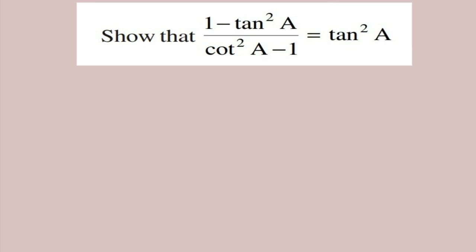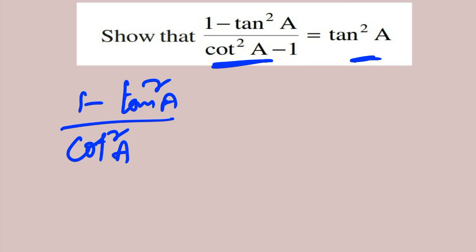And this is another problem. You see, show that 1 minus tan square a by cot square a minus 1 is equal to tan square a. So we have to prove these two are equal. So RHS and LHS parts are there. In this case we can select any one of RHS and LHS, and we have to show the other side. So I'll take this side, and finally I have to prove tan square a. So I'll take the left hand side expression, that is 1 minus tan square a by cot square a minus 1.